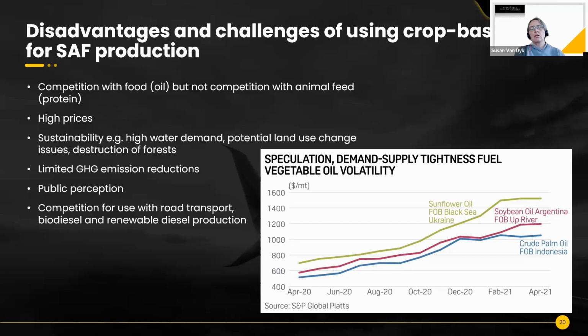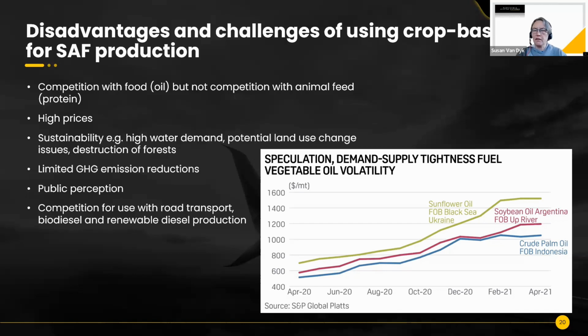This is just a graph from S&P Global Platts showing the price of some of these oils and fats. Here we've got crude palm oil in Indonesia, soybean oil from Argentina, and sunflower oil in the Ukraine. You can see the price keeps going up, and partly it's because there's more competition. Plus, it sort of tracks the price of fossil crude. So when crude oil goes up, there is a perception that these prices go up because we use it for biofuel, but it actually tracks the crude oil prices.